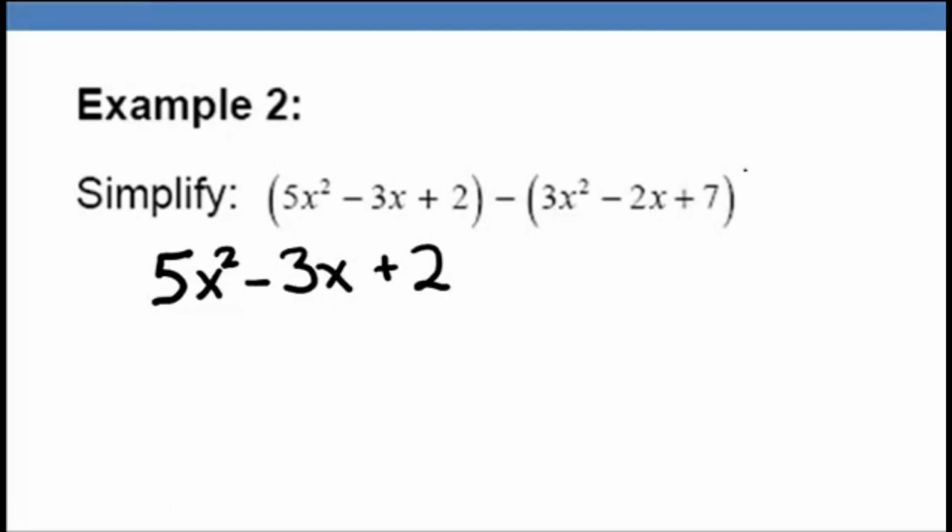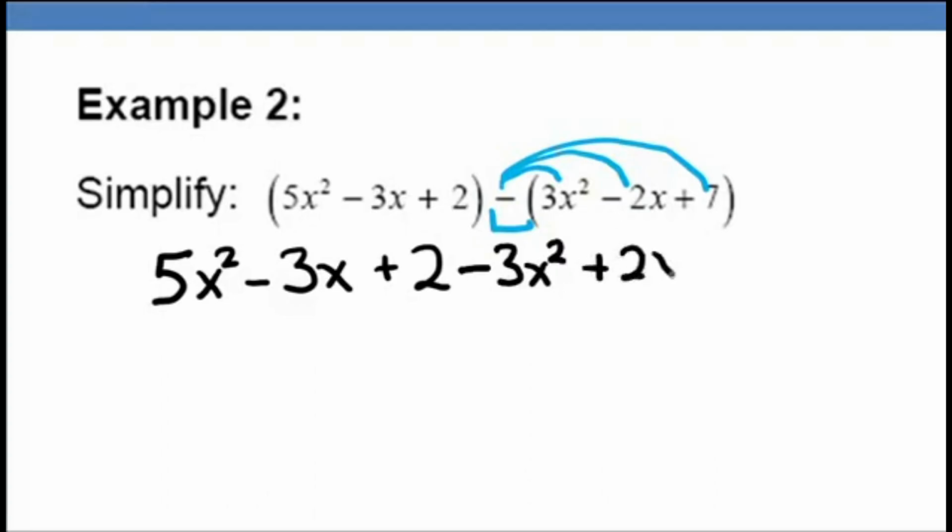Then we'll check outside the second set of parentheses. There's no exponent, but we do have the minus here to be distributed to the parentheses. It's going to apply to every term in that second set of parentheses, which will give us minus 3x squared. And then you have the two negatives multiplied will give you plus 2x and a minus 7. Parentheses comes off. And now we're going to put like terms together.